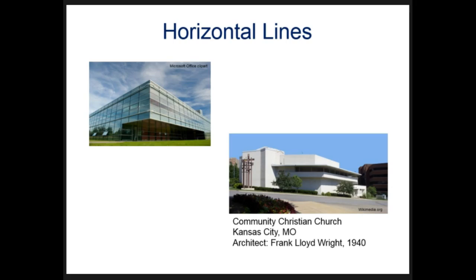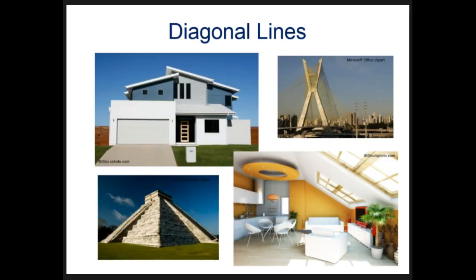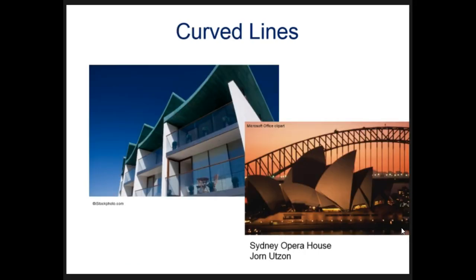For example, the church in the lower right. Here, all these diagonal lines give us the feeling of movement. On here, going up the pyramids, or even in this room where the ceiling is slanted. Curved lines give us a feeling of more movement and more natural shapes. It feels more organic to us.